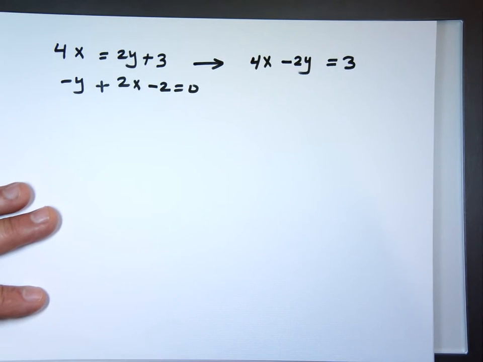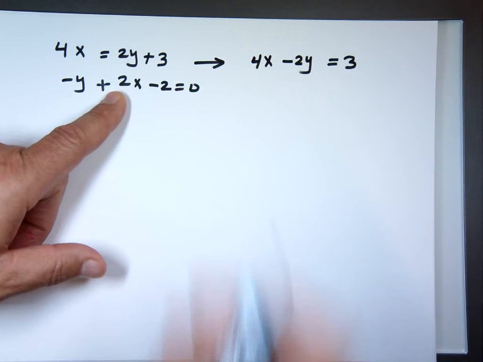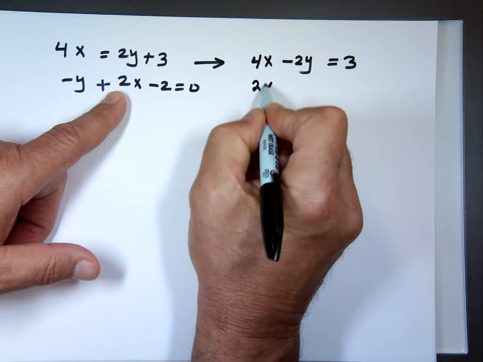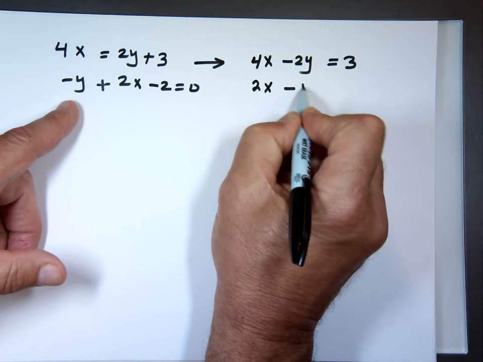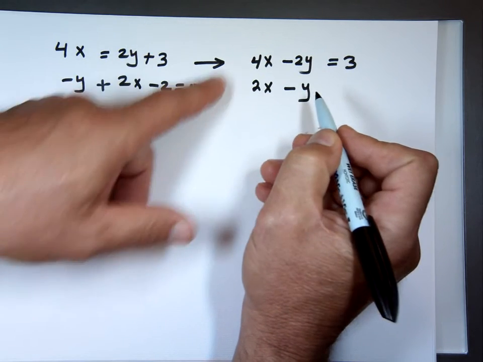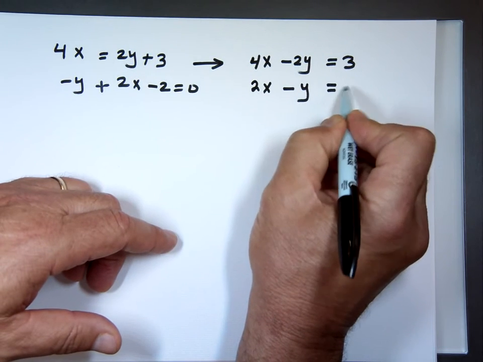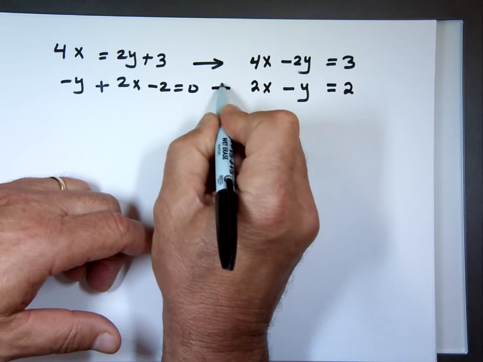And this one, I'm going to write 2x, put them in the right order, minus y, but I'm going to take the minus 2 to the other side. When I do that, that becomes a 2. So the first thing I did was reshuffle them.